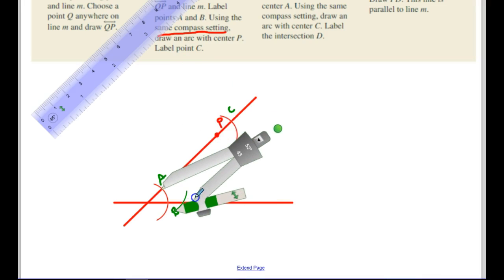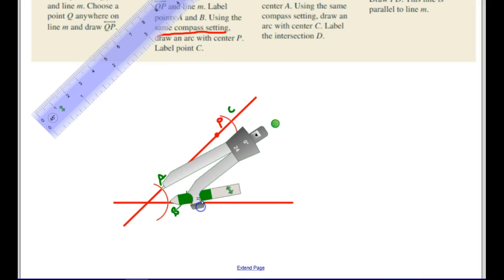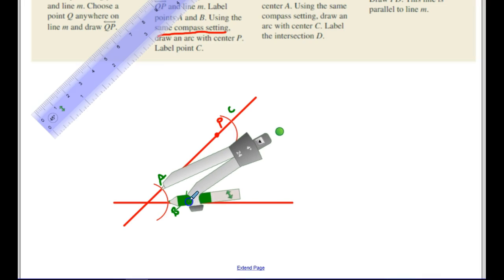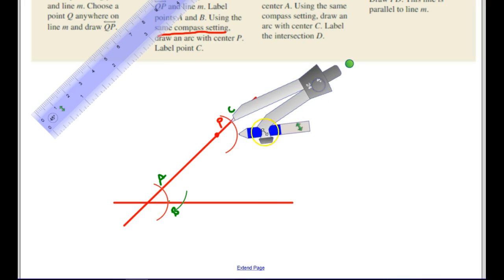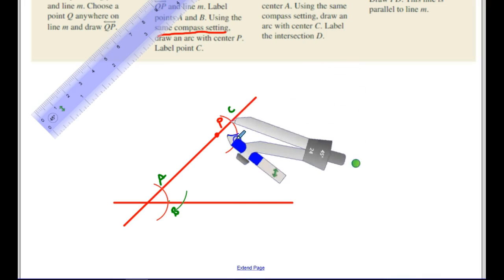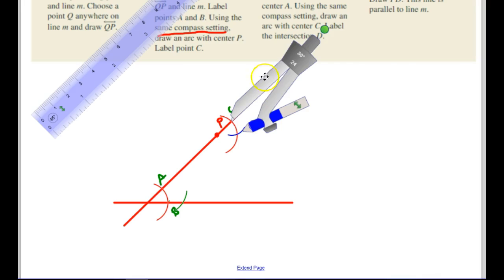So let's come down here, and I see I'm not quite there. So right there, and I'm going to change colors just so that I can see this. So blue. So now I've measured this distance, right? So now I can move my entire compass by measuring this distance up to point C and put the edge on point C. Now that I'm at point C, without changing anything, I draw a little arc right there.